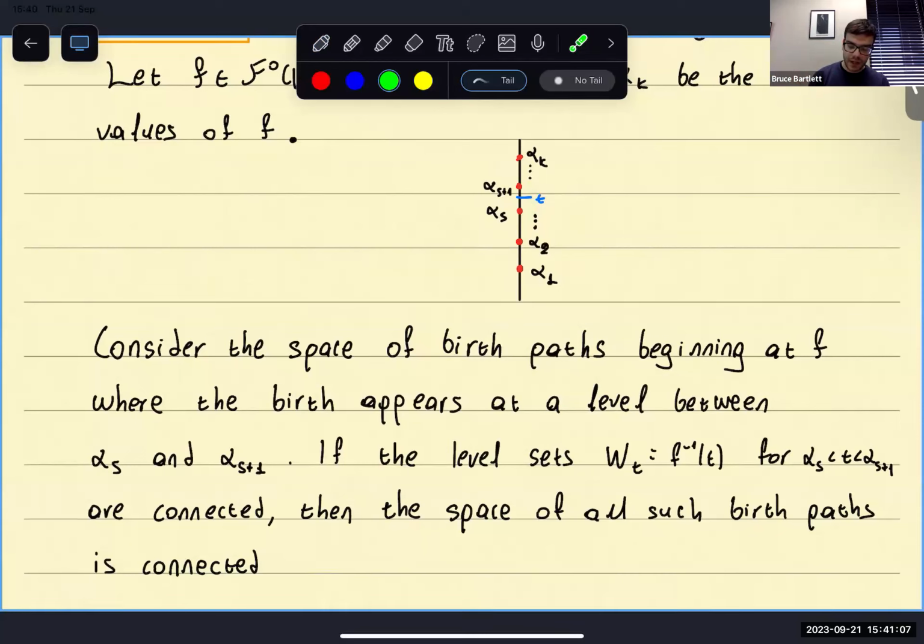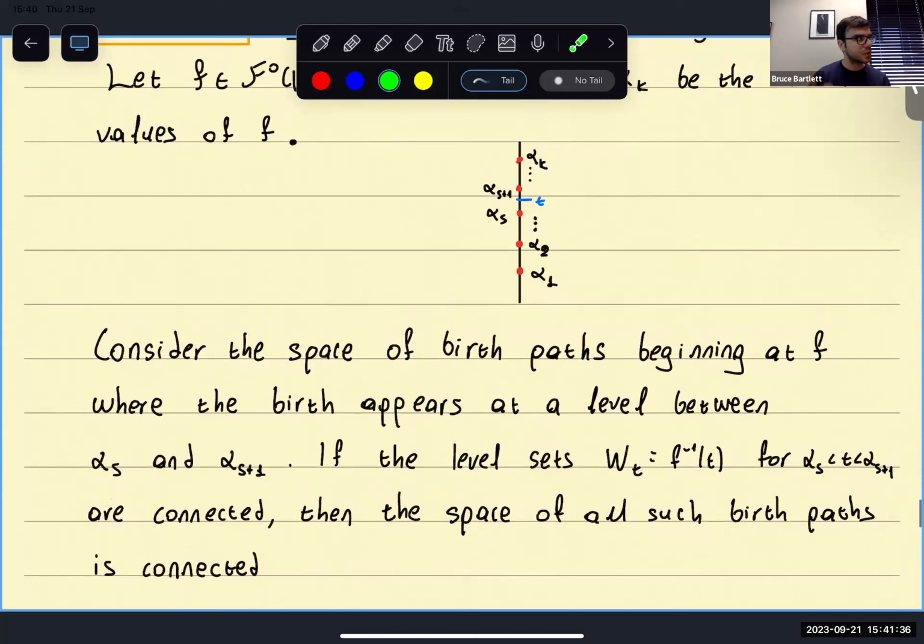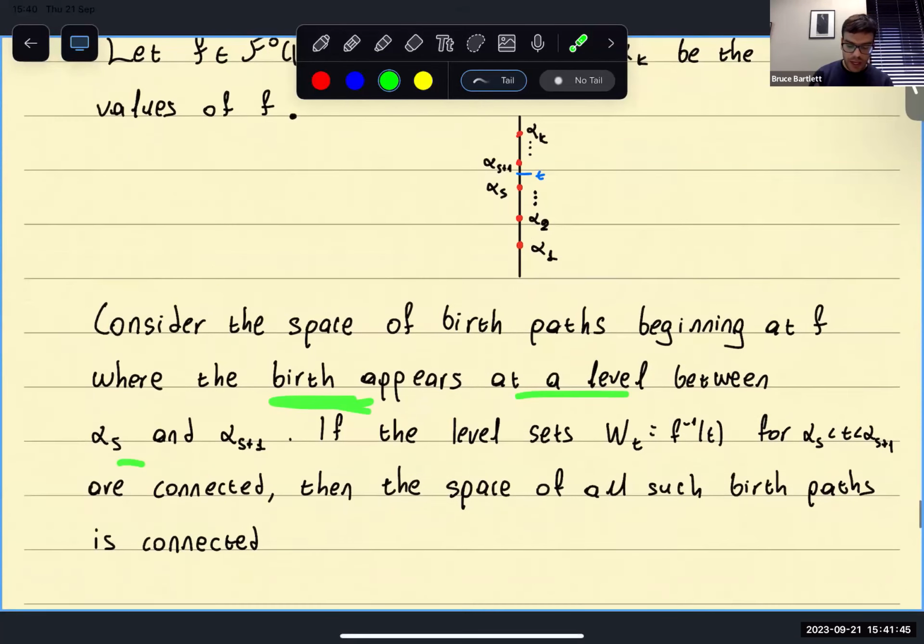And importantly, the level set is also a manifold, because you are a submersion there. It's a submersion. Exactly. So if those level sets are connected, then the space of all birth paths, where the birth appears at the level between alpha s and alpha s plus 1, is itself connected. It's a connected space. Okay.